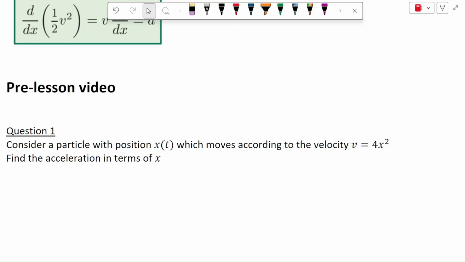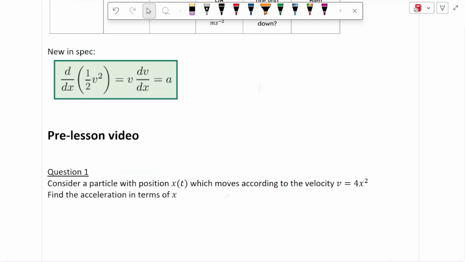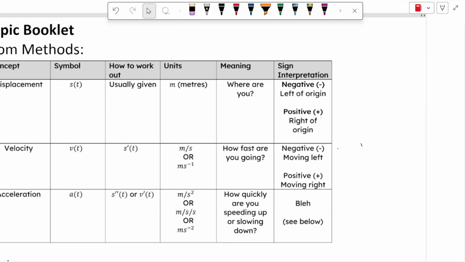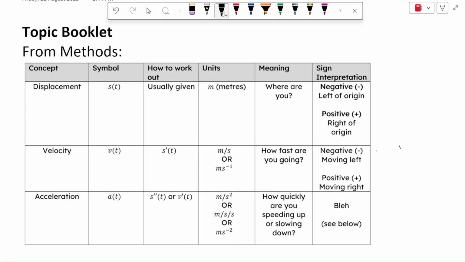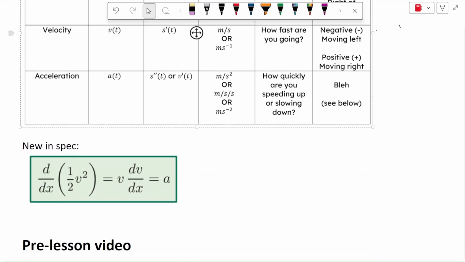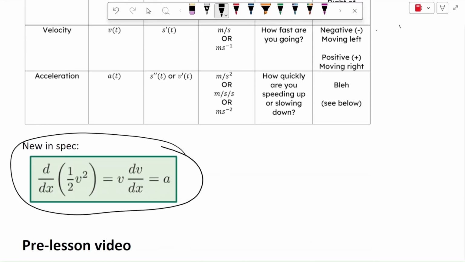In this video, we're looking at kinematics with differential equations. Now, you might think we've already done kinematics, and that is absolutely true. We learned about these concepts, S, V, and A. S was where you were, velocity was V, and acceleration was A. The new thing in spec is this relationship here.